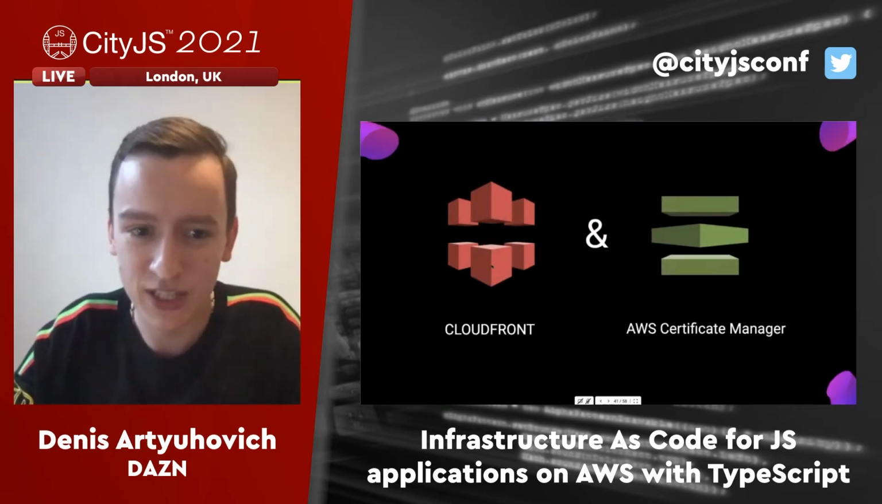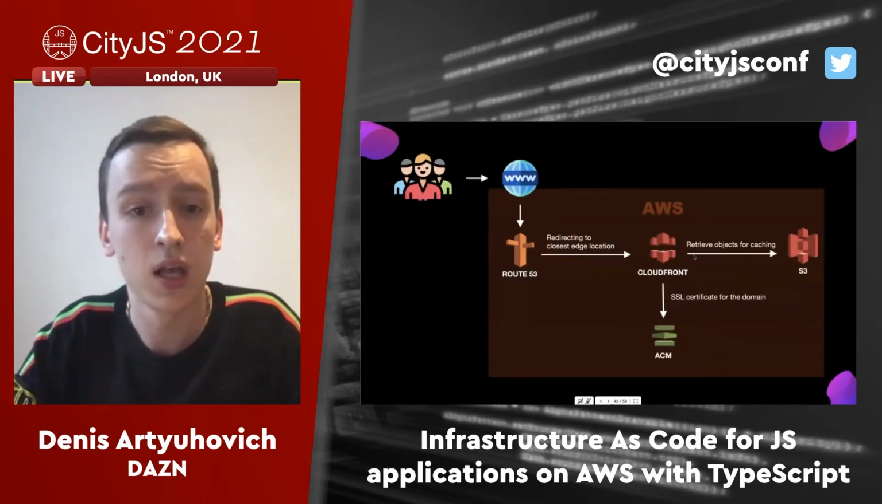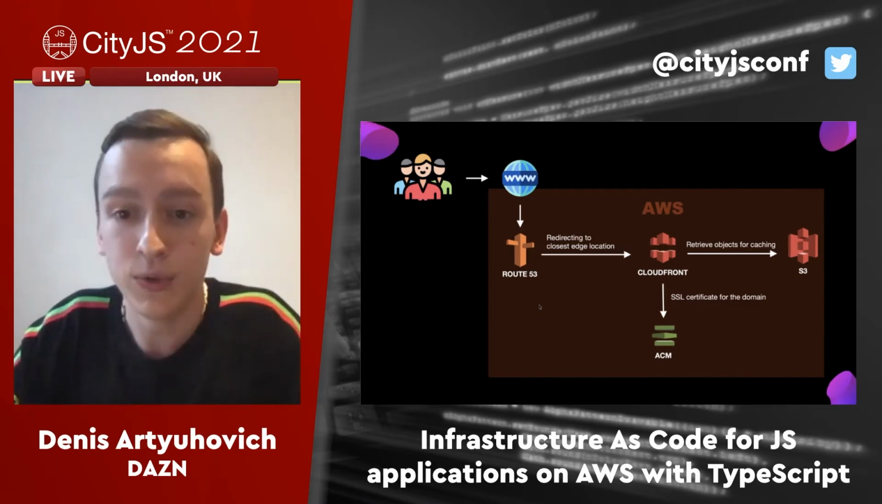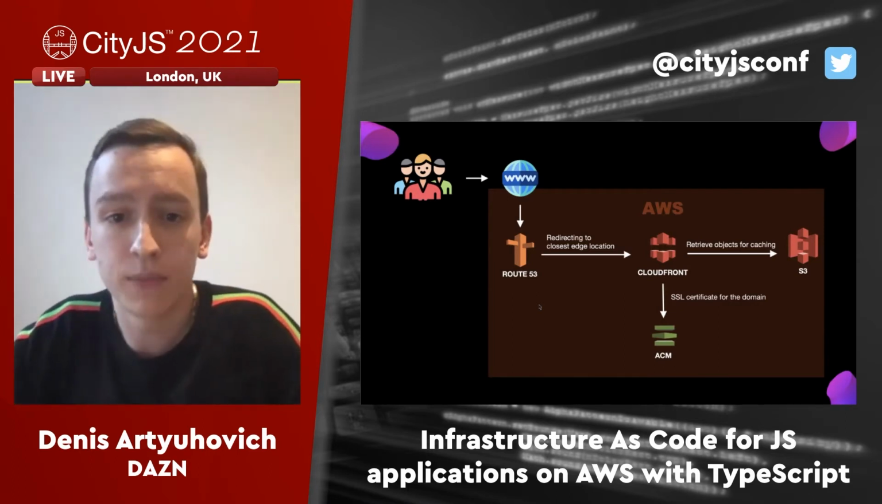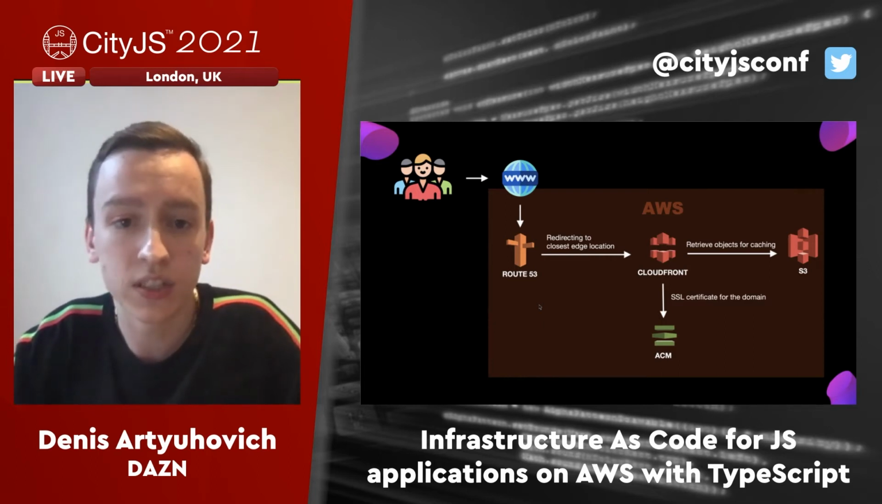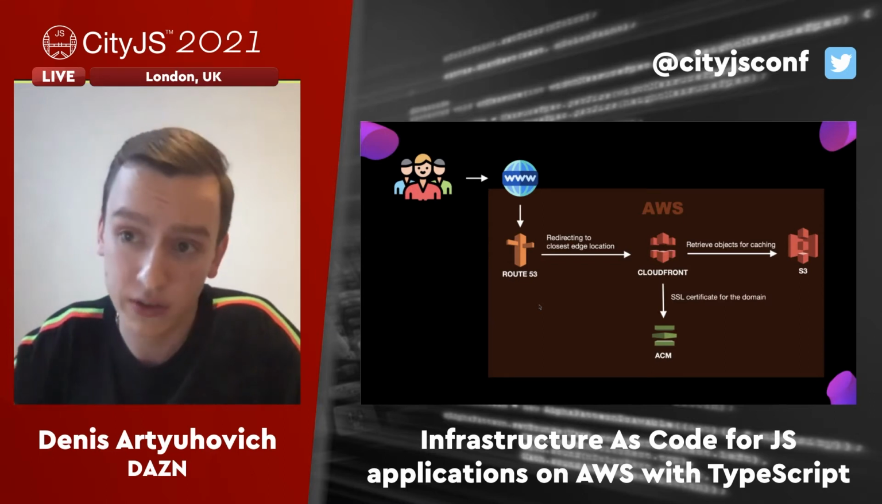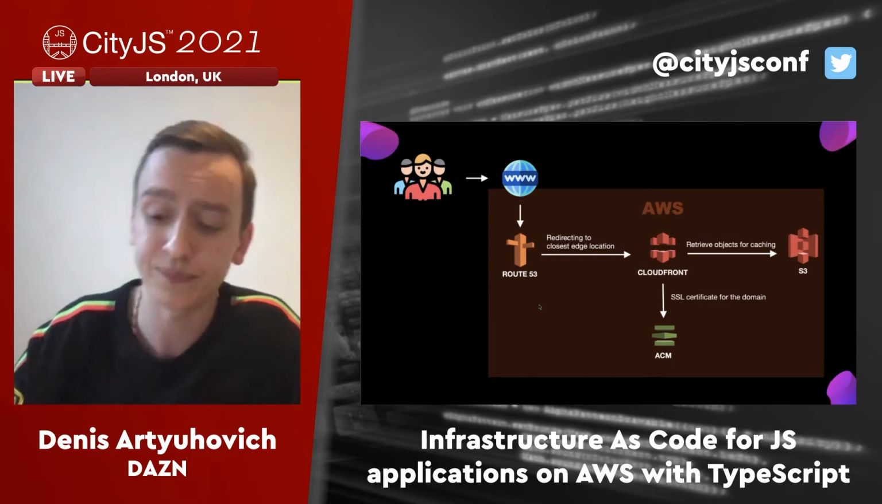Okay, as I mentioned, we're going to use CloudFront and we're going to use AWS Certificate Manager. Let's have a look at the new infrastructure diagram. So basically, Route 53 will be responsible for redirecting our users to the closest edge location on CloudFront, then CloudFront will check for the SSL certificate for this domain and retrieve objects for caching during the very first request or after cache validation from the S3 bucket.